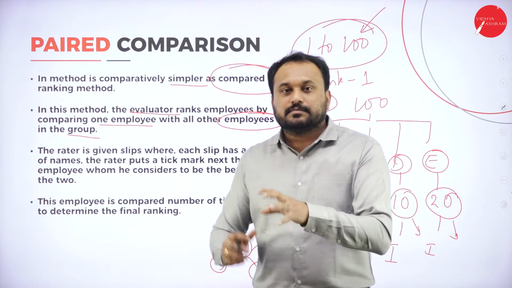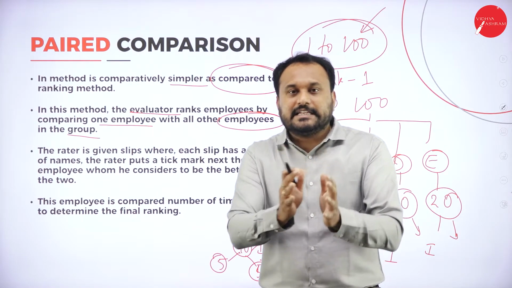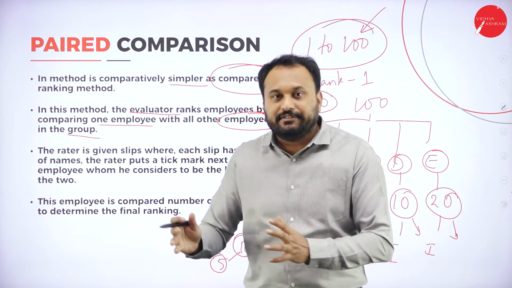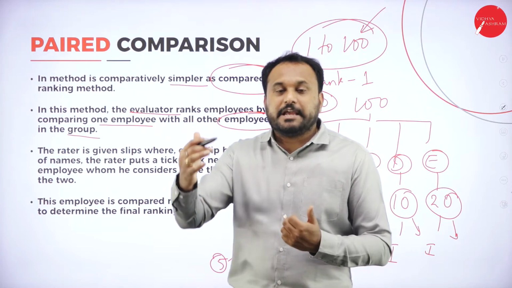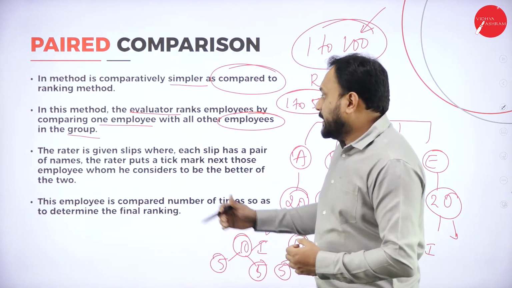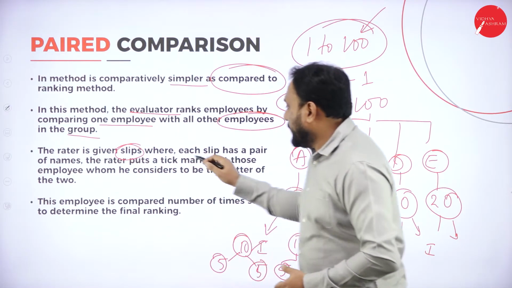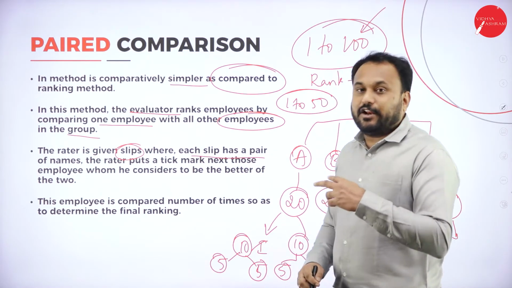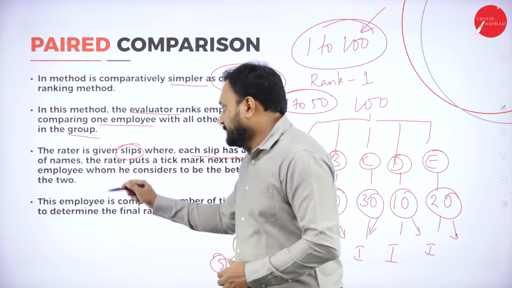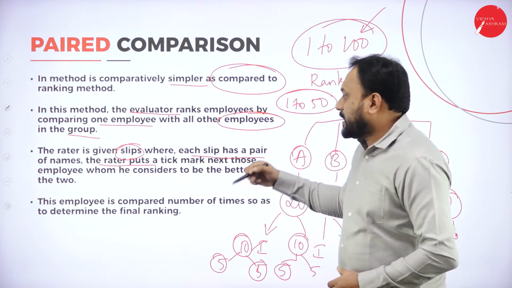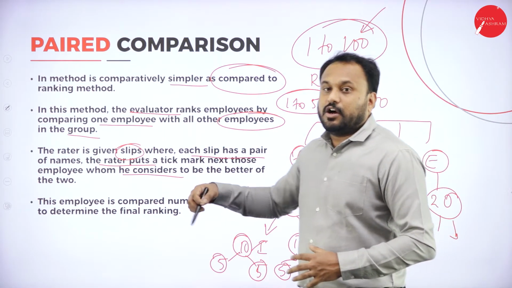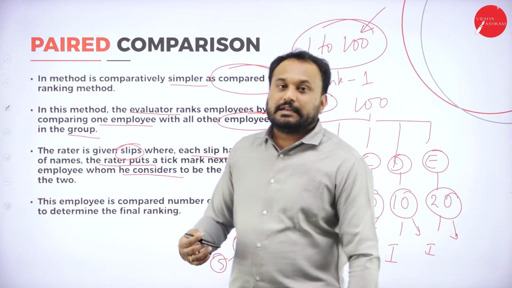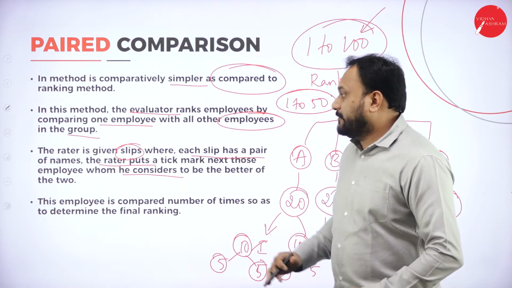Now we rate each and every person, we compare each and every person, and whoever is really good, for him the tick marks will be more. So the rater is given slips, where each slip has a pair of names. The rater puts a tick mark next to those employees whom he considers to be the better of the two. So this is what the comparison pair will be.